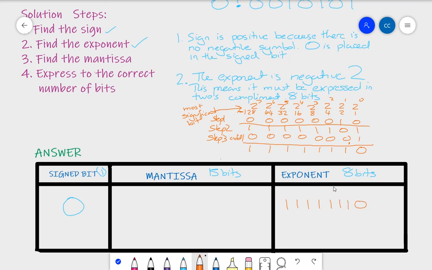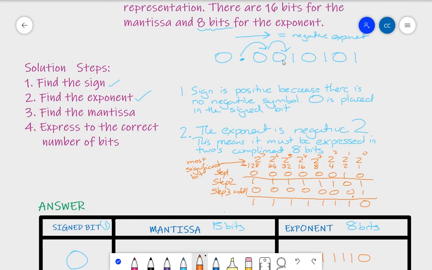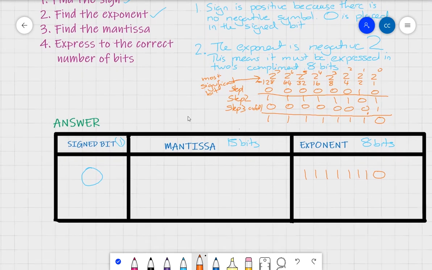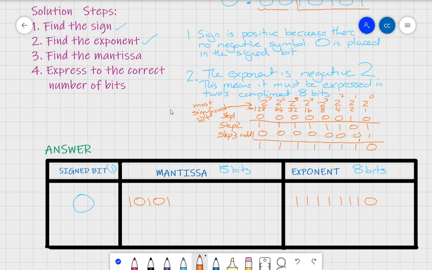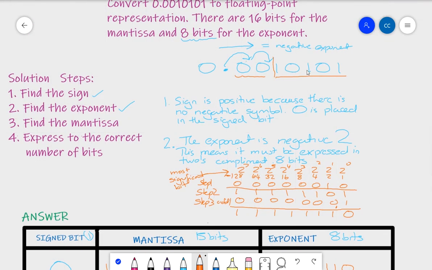There we go. Now, what's left of this mantissa once we remove the exponent? So we're taking away these 2 zeros. So this is what's left of the mantissa. So let's put that in. So it's 1, 0, 1, 0, 1. Is that correct? So 1, 0, 1, 0, 1.